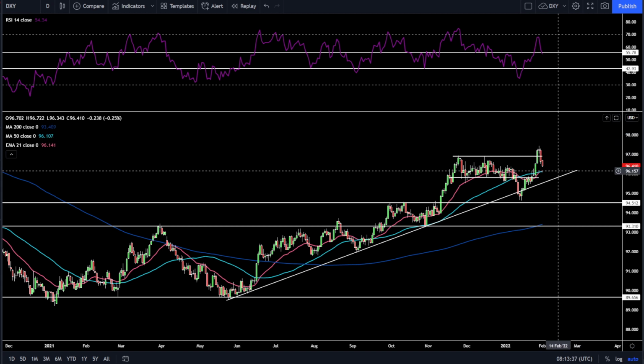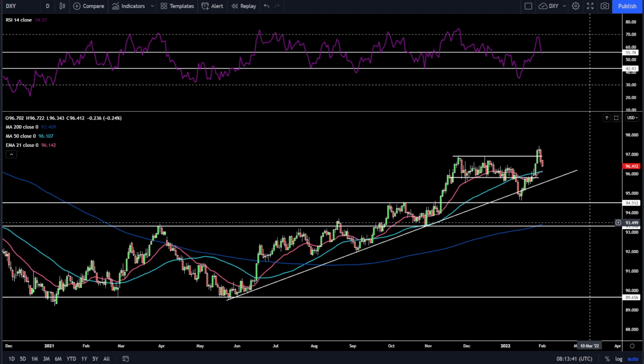We've got the 50-day simple moving average here at about 96, along with the 21-day exponential moving average. So we'll have to watch that zone in terms of downside targets if the sell-off continues.